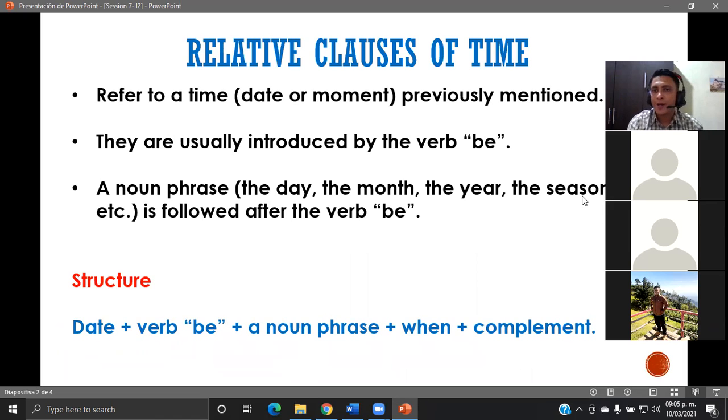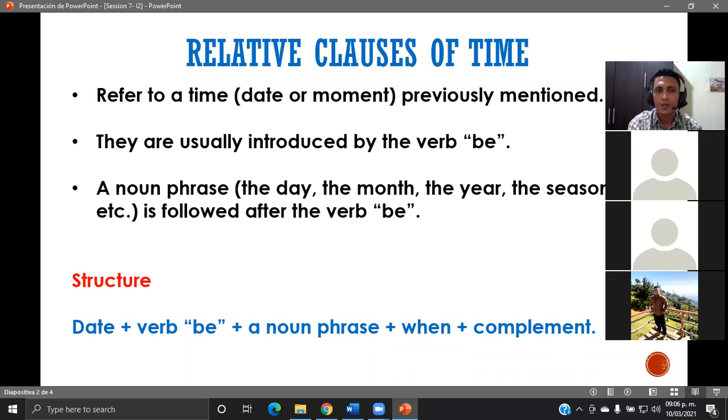Let's begin with the following explanations. What is a relative clause of time? Relative clauses of time refer to a time, it could be a date, it could be a moment, previously mentioned. That is the first thing that we have to know. It refers to a time, a moment, a date, etc. What else? They are usually introduced with the verb be. We use the verb be in these relative clauses. That is another aspect that we have to take into account.